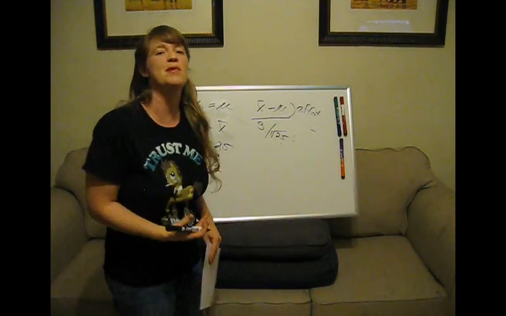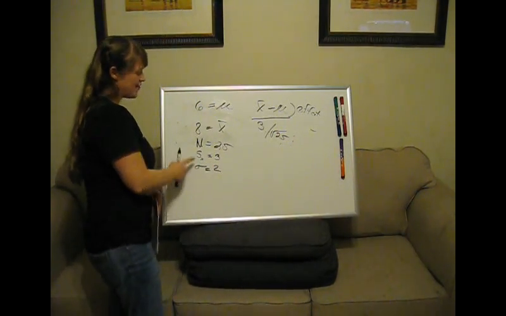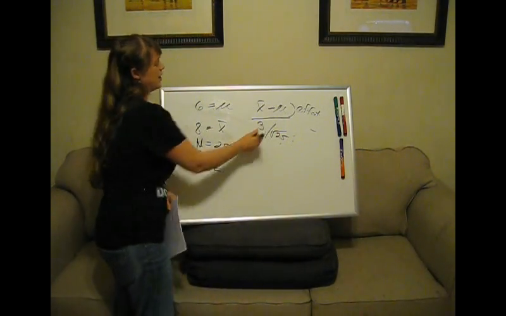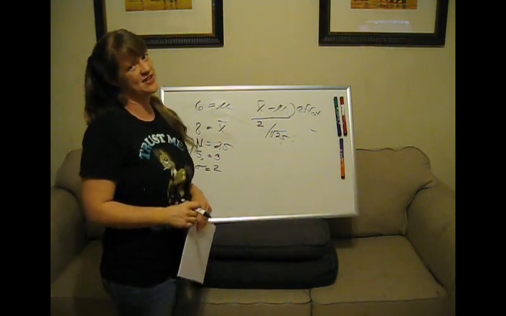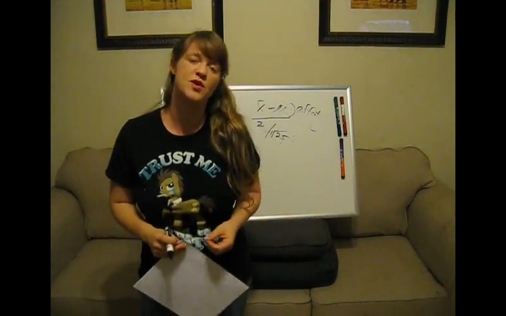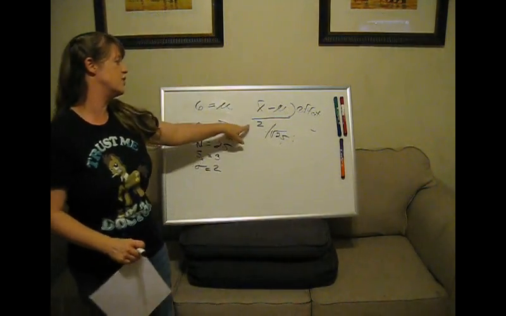You never go with sample information if you have population information. And so in this case, even though I tried to trick you by giving you S, you're going to put sigma in and do the z-test and not the t-test. Because that's the only difference between a one sample z and a t-test.